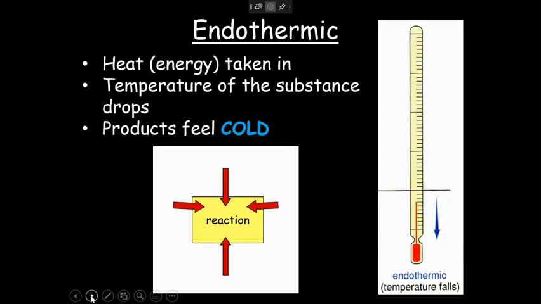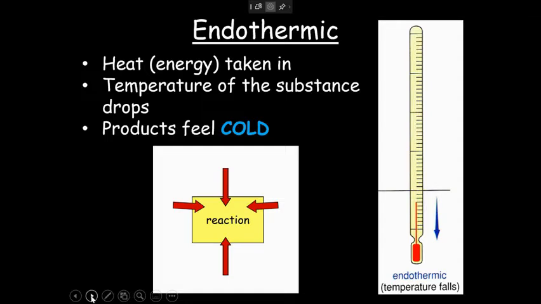So what's going to happen is if I had a beaker in my hand and I was doing an endothermic reaction in it, the beaker would feel cold. And you're going to say to yourself, wait, if it feels cold, then how could it involve an increase in energy? Well, you always have to worry about what is the system and what is the surroundings. If you have a beaker in your hand, the system is actually inside the beaker. That's where the chemical reaction is taking place.